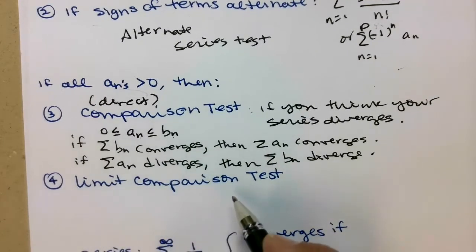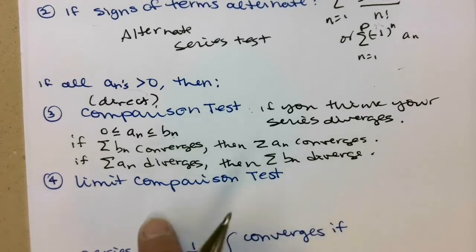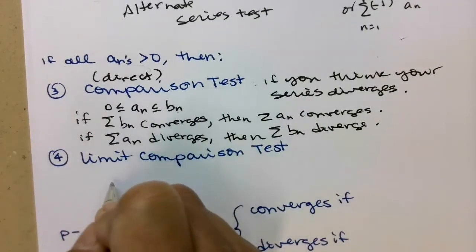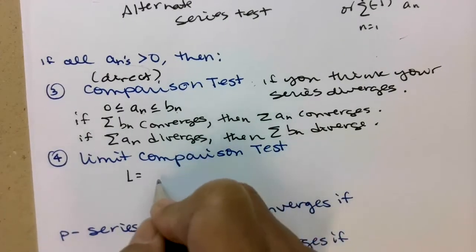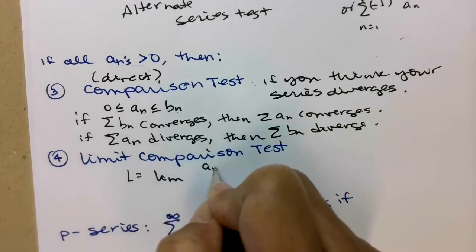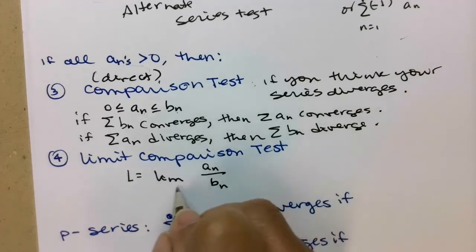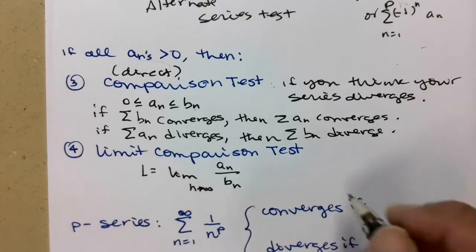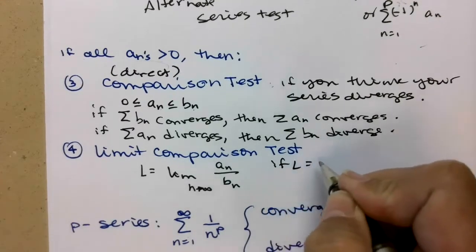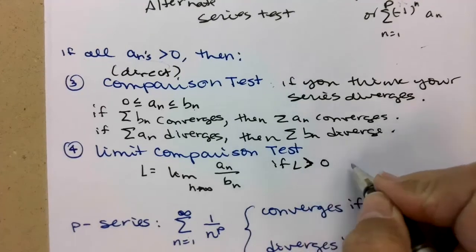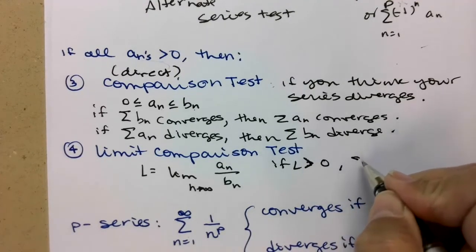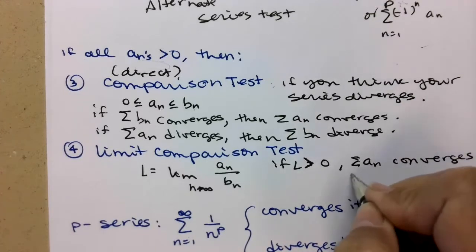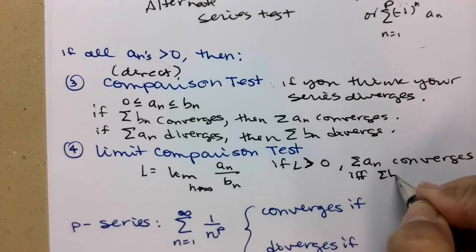Okay, limit comparison. This can only help us with converging. This is where you do that ratio. Let L be the limit of the ratio of successive terms, a sub n over b sub n. If L is greater than 0, then the series with a sub n converges if and only if the b sub n converges.